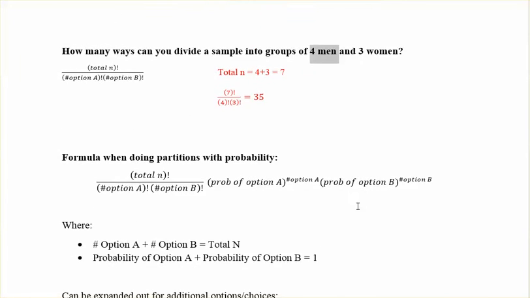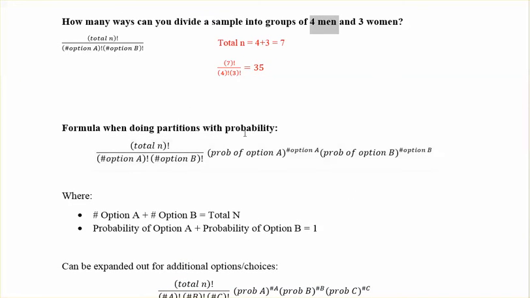Okay, so moving along, the formulas when doing partitions with probability. Now this is the really big one, because this is what you'll be doing a lot of on your quiz. And this probably looks really crazy. So the first part is similar to the one above. So total divided by option A times option B with the factorials. But then when you deal with probability, you have to multiply that by the probability of option A raised to the number of option A times the probability of option B raised to the number of option B. And I know that probably doesn't make a huge amount of sense. We'll do some examples. It should help.